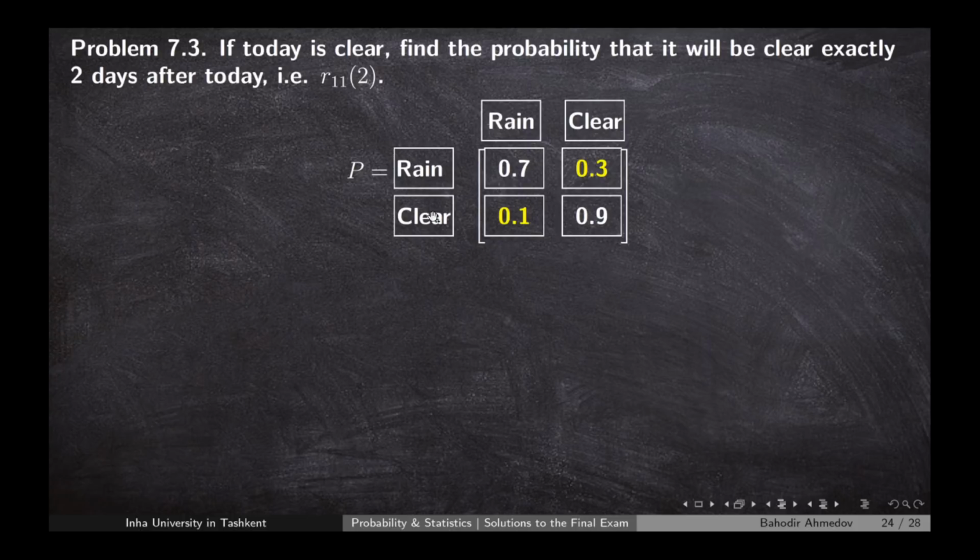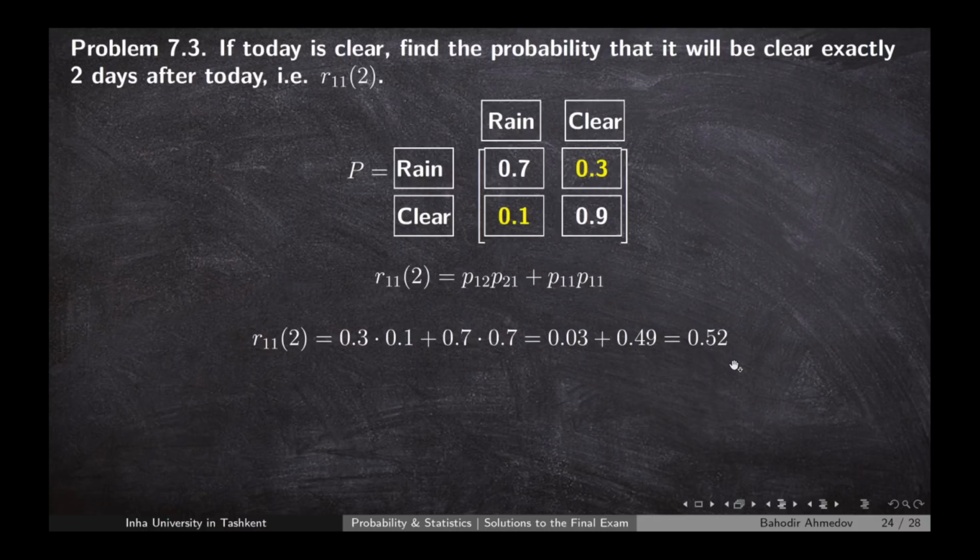So this is equal to the probability that either after 1 day it's going to be clear and then rain again, or on both consecutive days it's going to be rain. Either we change the state from rain to clear, then from clear to rain after 1 day, so that after 2 days it's rain again, or we stay in the rain 2 times. The probability of the first is 0.3 multiplied by 0.1, plus the probability of the second, 0.7 multiplied by 0.7. So in total, we get a probability equal to 0.52. It means that if it's raining today, the probability that after 2 days it will still be raining is 52%.